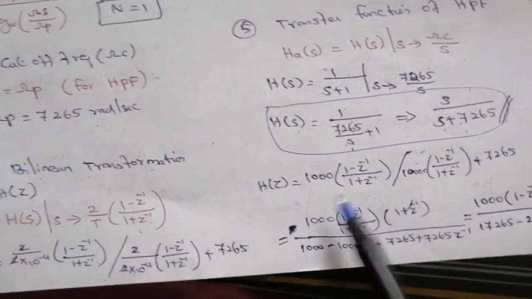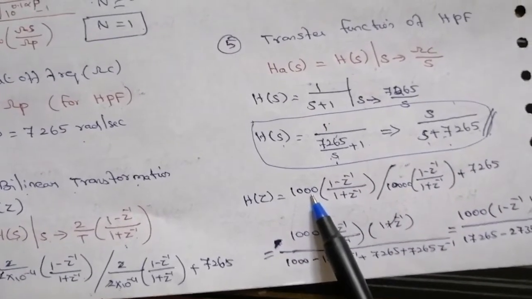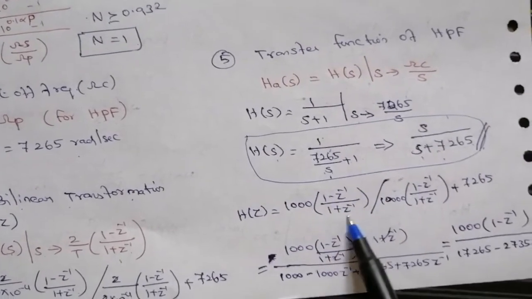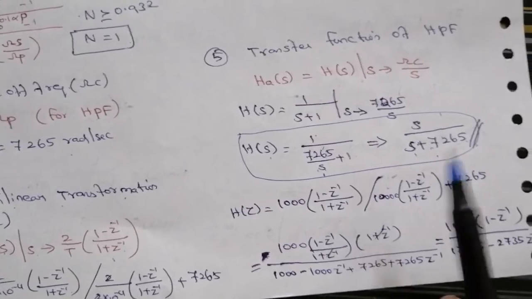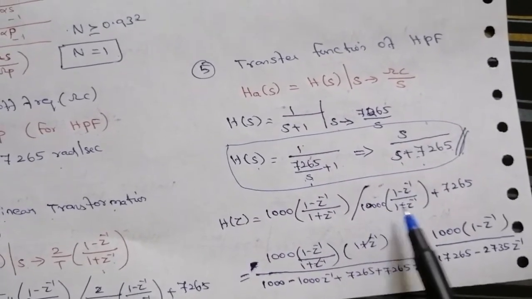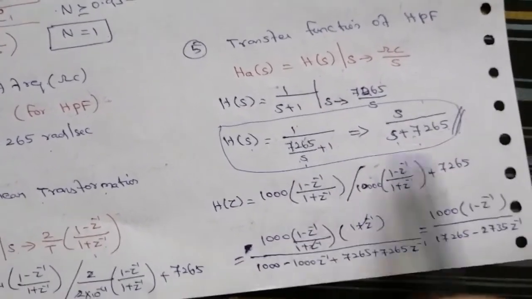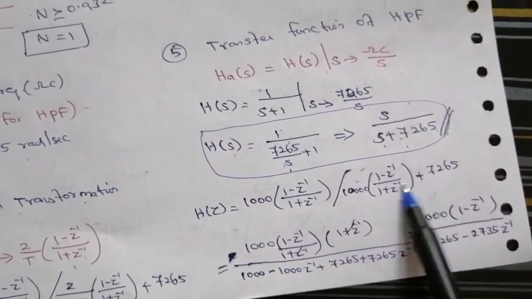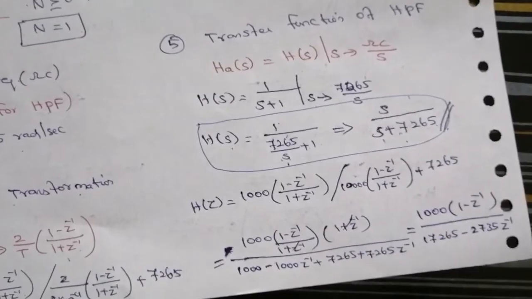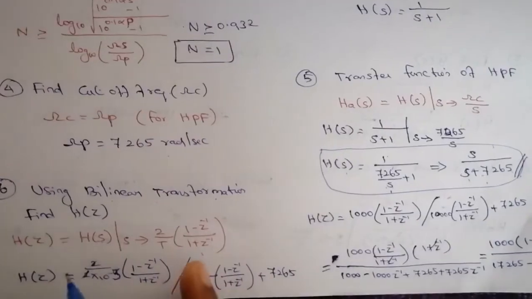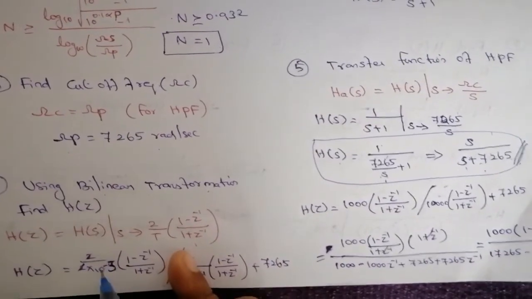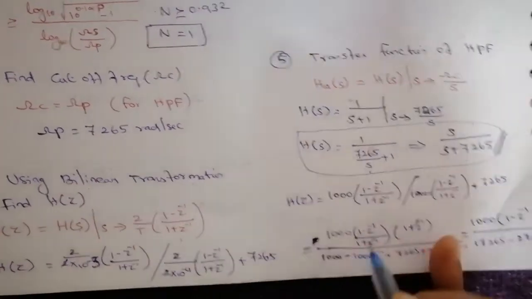So 10 power minus 4 is nothing but 1000, right? Into 1 minus z inverse divided by 1 plus z inverse, divided by 7265. Then take LCM. Finally, we get the answer. After simplification using the LCM method, you get this answer, right? Here it is 10 to the power minus 3, not minus 4. Okay, then only 10 power minus 3 becomes 1000.